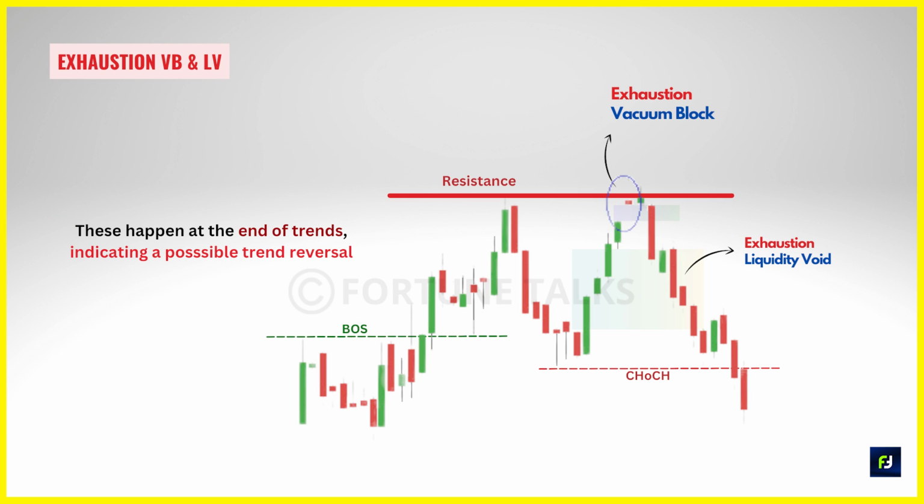Now moving to exhaustion liquidity voids and exhaustion vacuum blocks, these happen at the end of the trend. As the name suggests, these get formed when the market loses steam and is nearing an end of a particular trend. And when this happens, the market forms a vacuum block or a liquidity void, indicating a trend reversal.